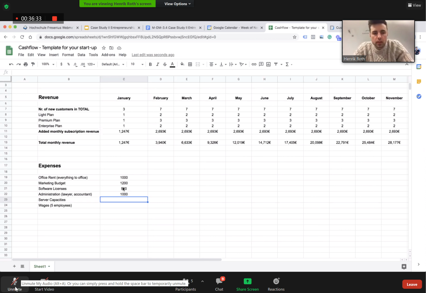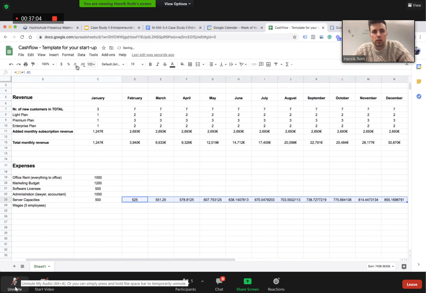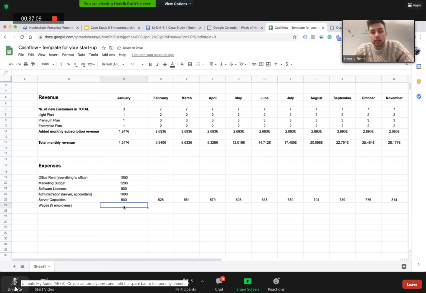So let's say that's also dependent on the customer, and this is really just an assumption here. Now let's say we pay 500 euros here. And every new month, this grows by 5%. So it will be also increasing by around 5%. Okay, and then 5 employees.